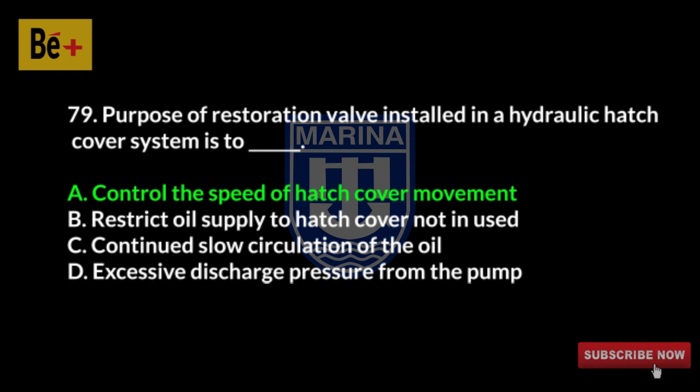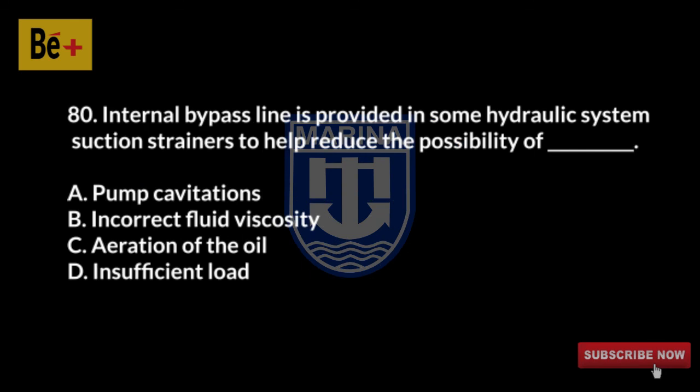The answer is A. Control the speed of hatch cover movement. An internal bypass line is provided in some hydraulic system suction strainers to help reduce the possibility of: A. Pump cavitation, B. Incorrect fluid viscosity, C. Aeration of the oil, D. Insufficient load.